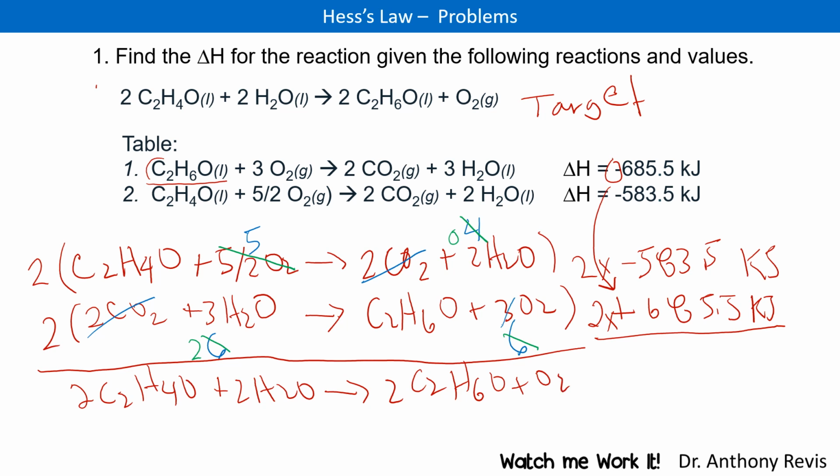I just do the math over here. If you run this math, however you do your math, you'll come out with 204.0 kilojoules.